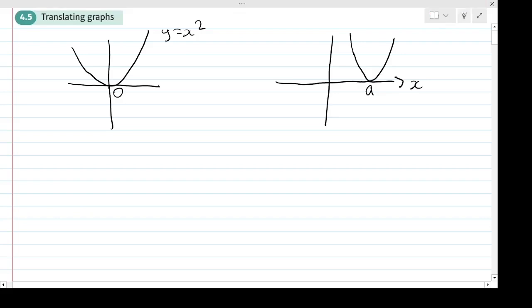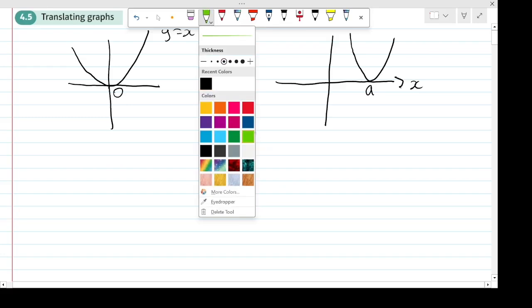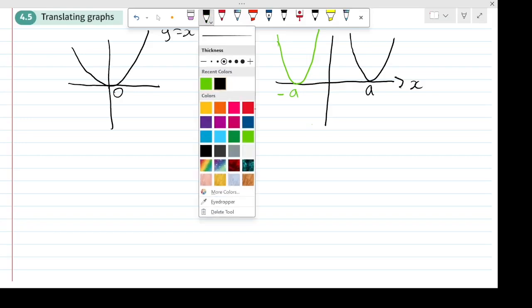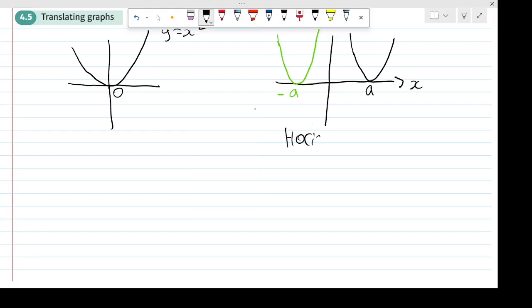Or alternatively, we could instead move it to the left, if I draw it with a different colour, by a amounts as well. Doesn't matter what a is, it's just a random variable, so that'd be minus a there. So I moved it to the left by a amounts instead. So there are two possibilities in that respect, and both of these are translations. More specifically, they are horizontal translations, which means we basically move the graph left or right. That's all that means.